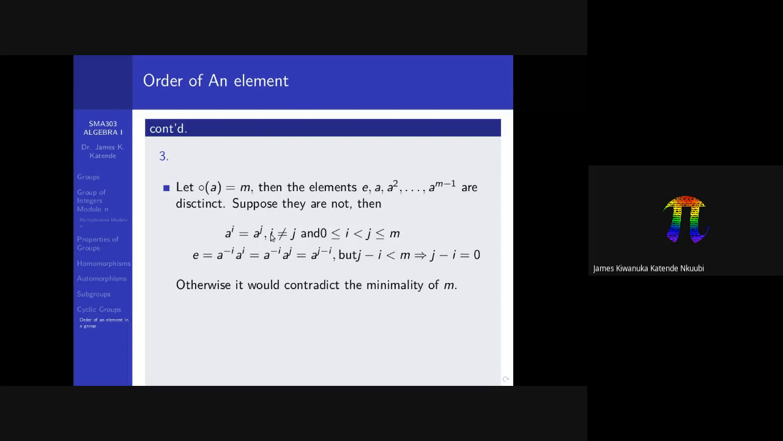It would mean j is equal to i. So if they are not distinct, it means they can't be different. The only way a^i is equal to a^j is if i is equal to j, as long as i and j lie in this interval. So this will contradict the fact that i is not equal to j, and therefore these elements must be distinct, because when we assume that they are not distinct, we end up with a contradiction.